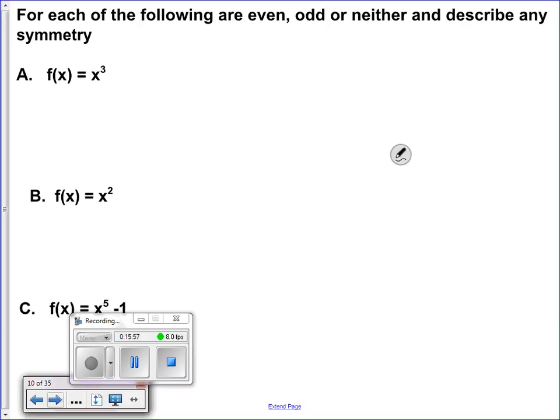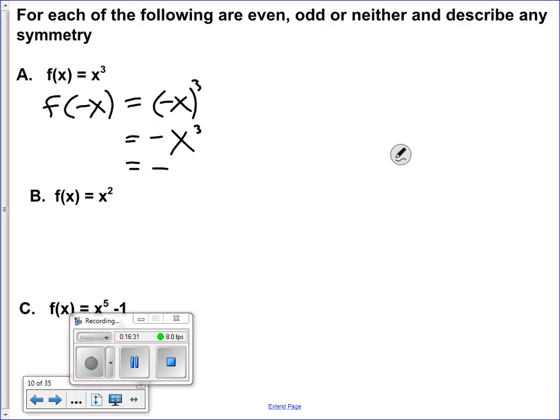Our first example, we have f of x equals x cubed. We want to know if it's odd or even. So we want to see what happens if I plug in negative x for x. You just replace the x with a negative x, and you clean it up. So if you took negative x and you cubed it, what do you get? Negative x cubed. Now, does that equal f of x, the opposite of f of x, or neither? The opposite, it is equal to negative f of x.